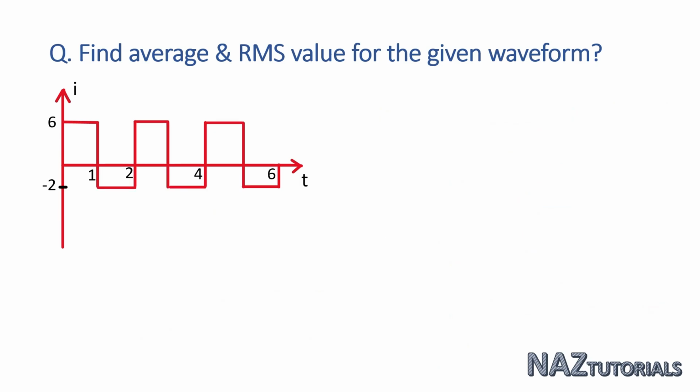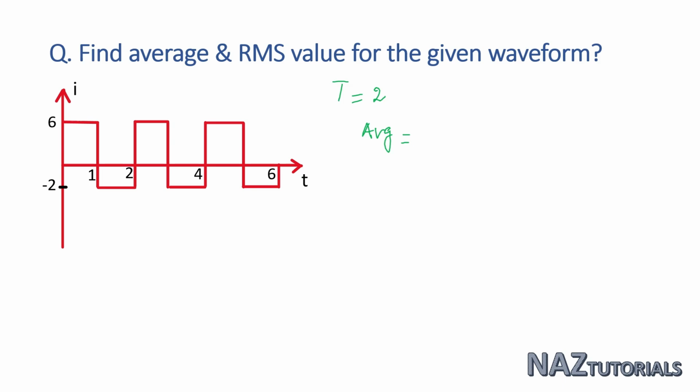Now calculate the average and RMS value for the given waveform. This waveform is periodic with 2 seconds, so the time period of this waveform is 2 seconds. Now calculate the average value. This particular waveform has two separate shapes: for the first half cycle this is the area, and for the second half cycle this is the area. So calculate the average value by taking the area for the first half cycle and second half cycle.